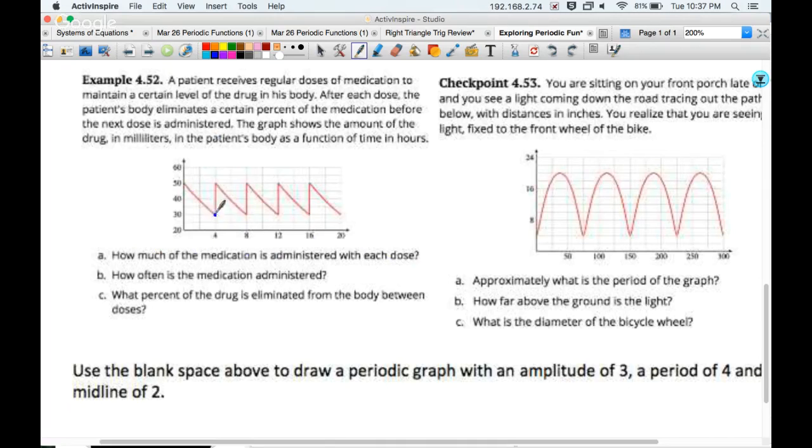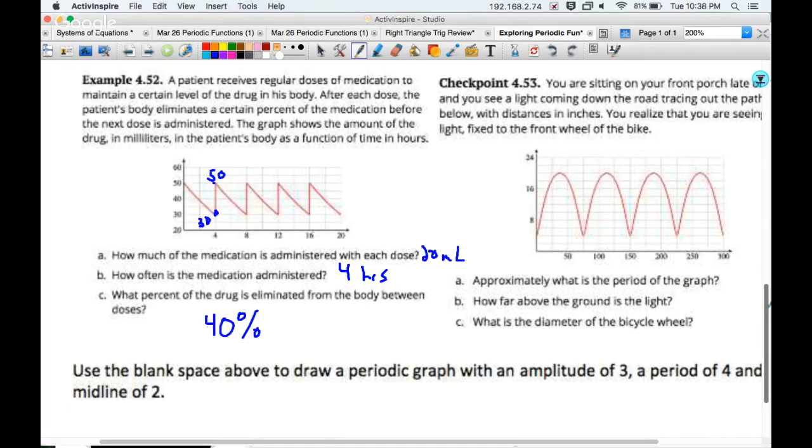So if right here, this is clearly the point where it's administered, we went from 30 up to 50. How much did we add? We must have added 20 milliliters. How often is the medication administered? So we can see that these vertical lines represent where it's administered. They're 4 hours apart, so every 4 hours. And then what percentage of the drug is eliminated in the body between doses? We go from 50 down to 30. That represents a loss of 20/50ths, or since it asks for a percentage, 40%.